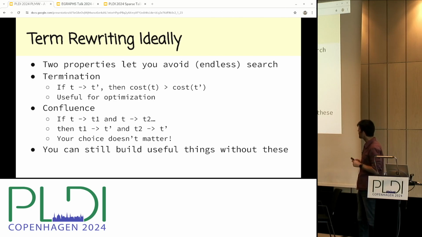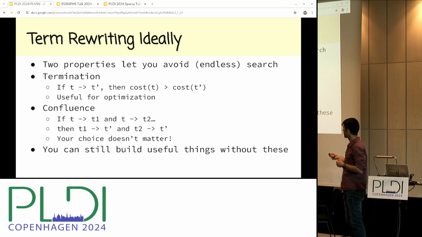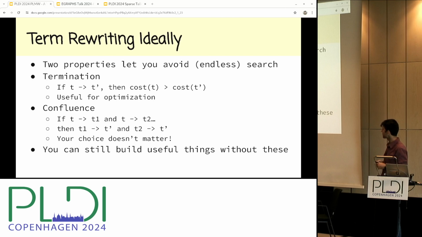If you are worried your term rewriting system might not terminate, well, stop early. Just don't rewrite forever. If you're worried that your term rewriting system might not be confluent and you want to make it deterministic, well, just set explicit priorities. Say, we're going to do this rewrite before this rewrite before this rewrite. A different priority system might end you up at a different place, but at least you have determinism back. Okay, so you could still build useful systems without these things, but if we can get them, we would love to.